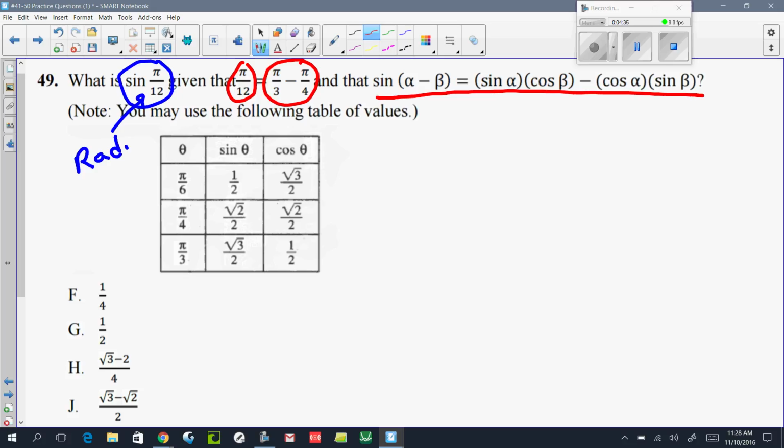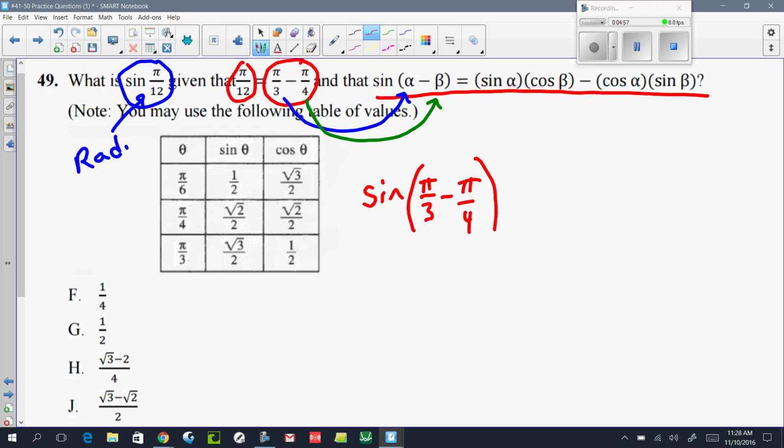What we're going to do is relate pi over 3 to alpha and pi over 4 to beta. So we have alpha is pi over 3, minus beta, pi over 4. We're just going to plug that into this equation. Based on this equation, this is alpha, this is beta.